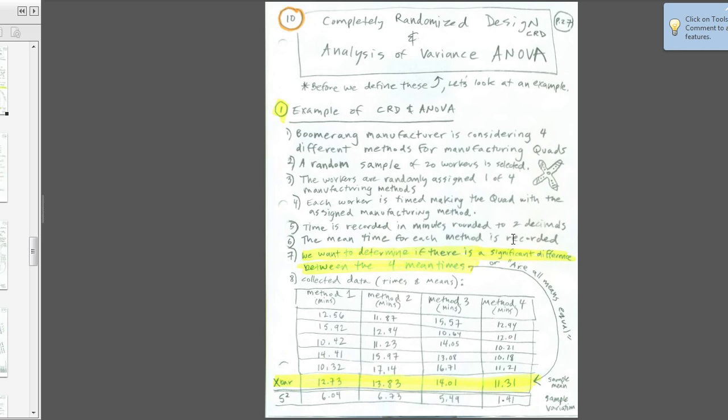The mean time for each method is recorded. So you can see here method 1, 2, 3, 4. There are 5 workers for each one of the methods that were randomly selected. Down here we have the mean for each one of those. Those are the 1, 2, 3, 4 means, and we want to determine whether there is no significant difference between these 4 average times, which means there's no significant time difference between the 4 methods, or whether there is a significant difference. We could ask the question, are all the means equal?